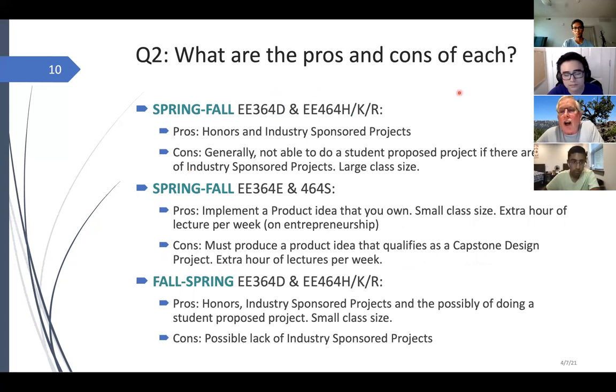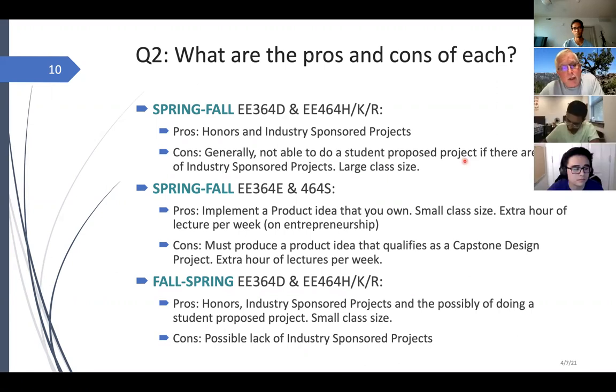So what are the pros and cons of each? So let's talk about the spring fall 364D, 464HKR. Pros, it's an honors and industry sponsored projects, and it's a lot of industry sponsored projects. The cons may be that you may not be able to do a student proposed project if we get plenty of industry sponsorship. We may be lucky this year that we get a little more sponsorship. Last fall, it didn't materialize. And so there was an opportunity for a lot of students to do a student proposed project.